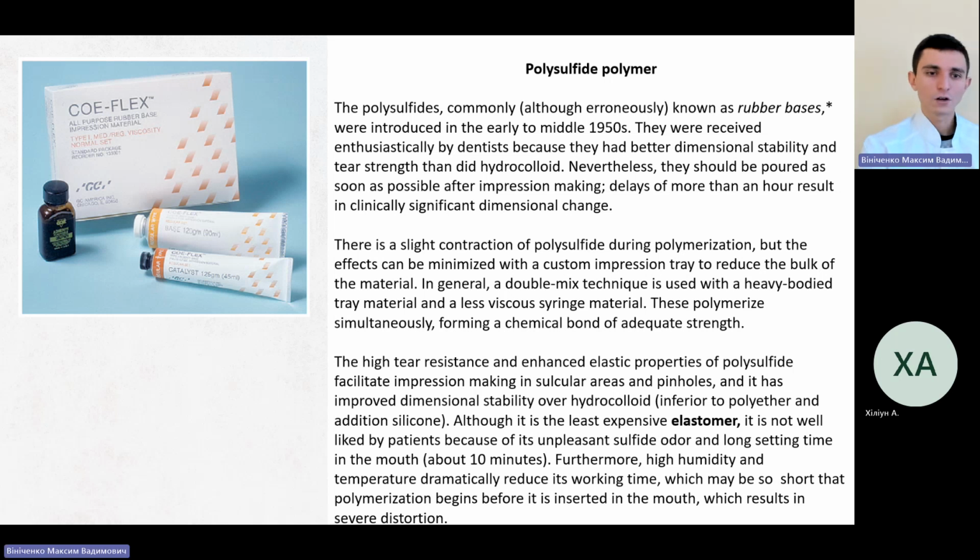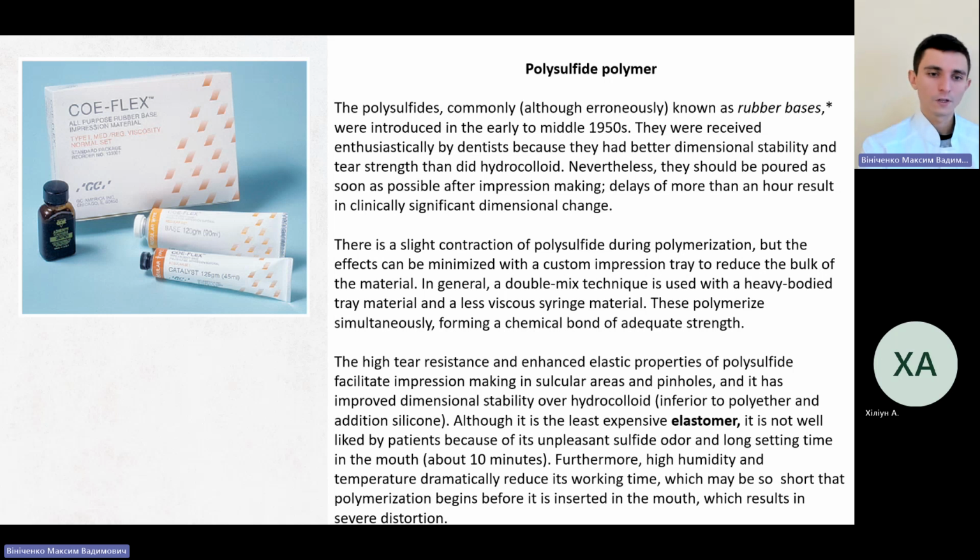There is a slight contraction of polysulfide during polymerization, but the effects can be minimized with a custom impression tray to reduce the bulk of the material. In general, a double mix technique is used with a heavy-bodied tray material and a less viscous orange material. These polymerize simultaneously, forming a chemical bond of adequate strength. The high tear resistance and enhanced elastic properties of polysulfide facilitate impression making in sulcal areas and pinholes, and it has improved dimensional stability over hydrocolloid.